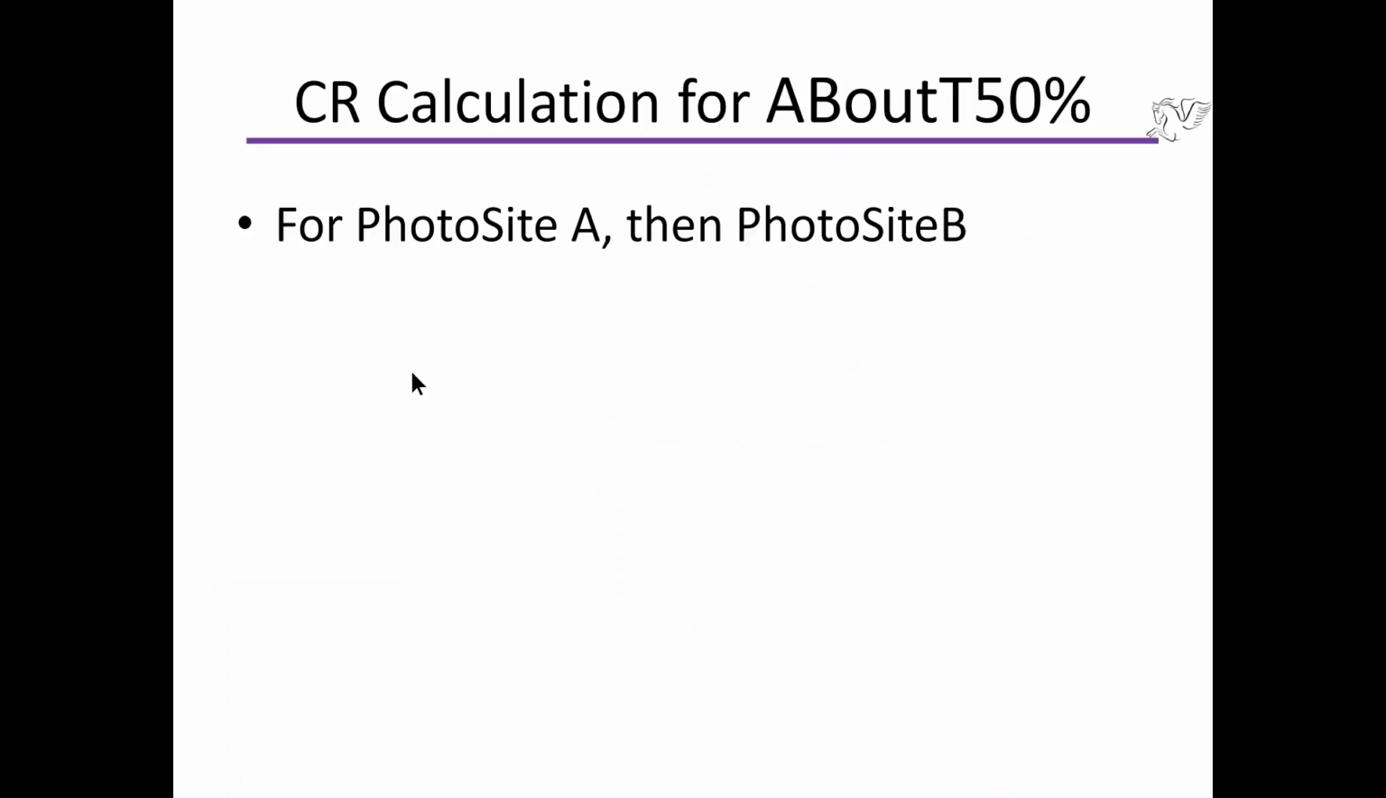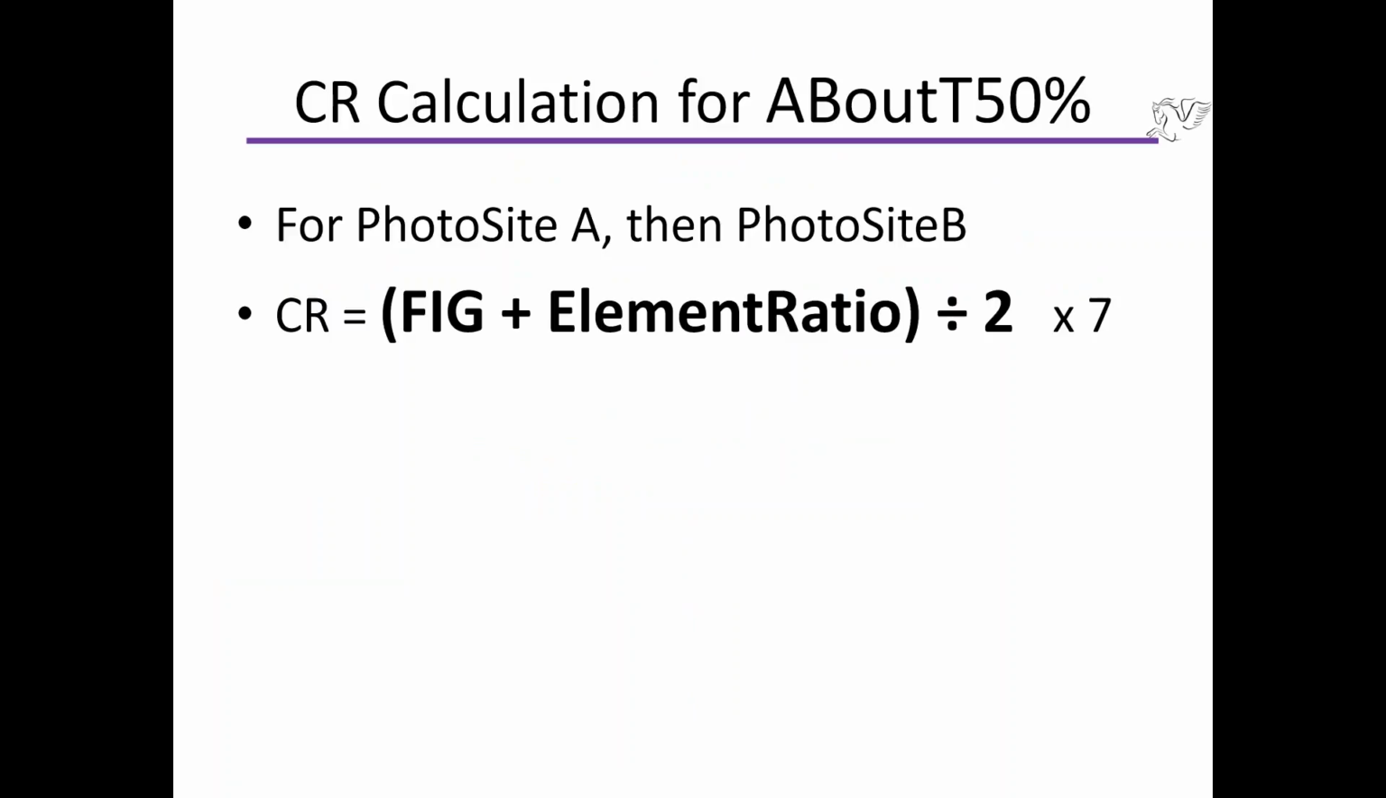Now here's the calculation for photosite A and for photosite B. So it's the sum of the two, the fig plus the element ratio, divided by 2. And I've made this in the form of divided by 2 just to show the 50%. This is where the 50% importance comes in. But then you get a number which is between 0 and 1, and then I brought it over to the 7 scale just simply by multiplying by 7.